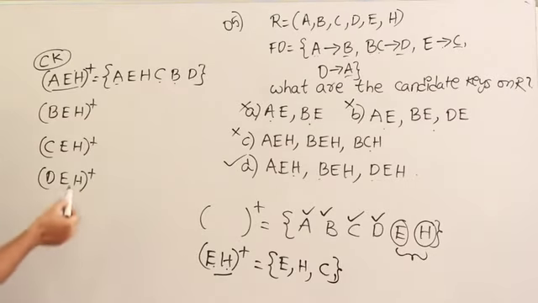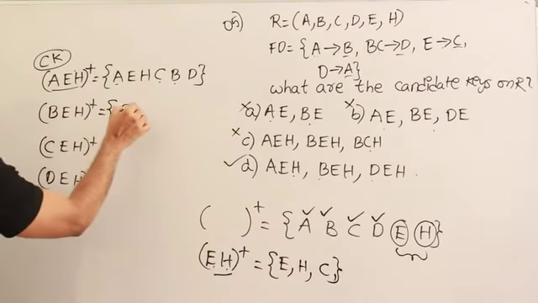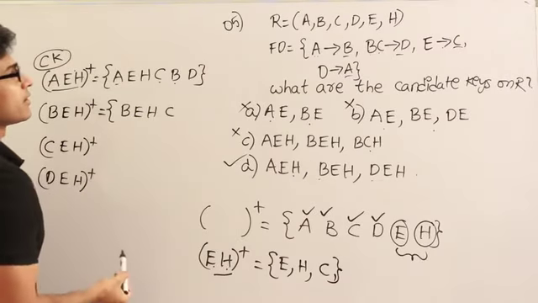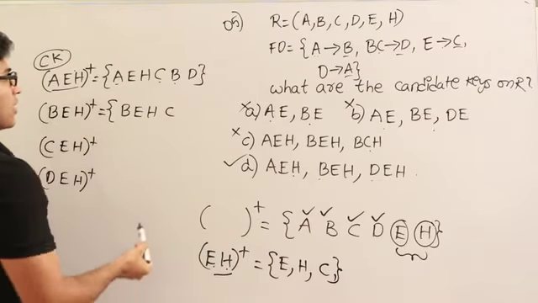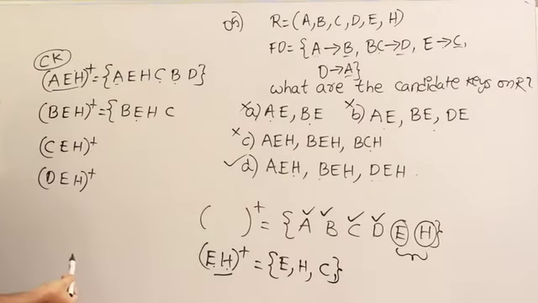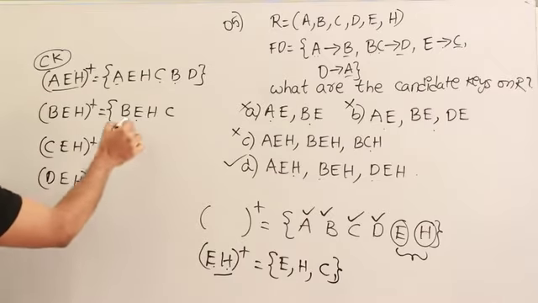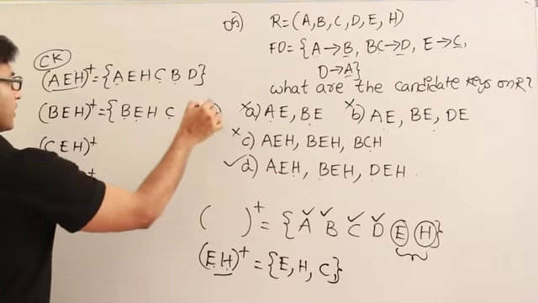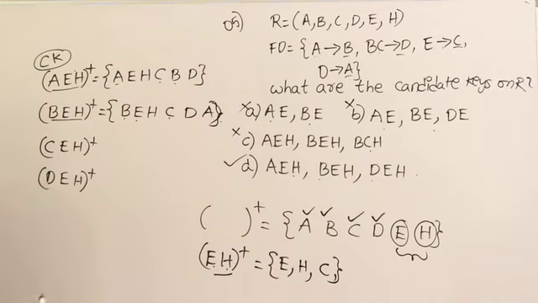Got it? Now what about BEH? Again, same thing. Let us find the closure. We have B, because of BEH I get BEH, and now because of E I get C, right? Because E determines C, I got C, and because of BC I get D, and because of D I get A. I got everything, right? Therefore BEH is also a candidate key. It is a key and it is minimal, so it is a candidate key.